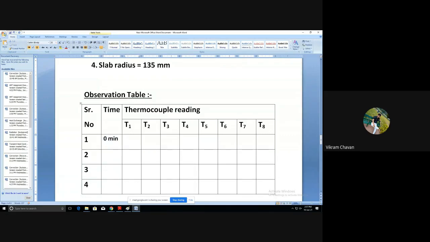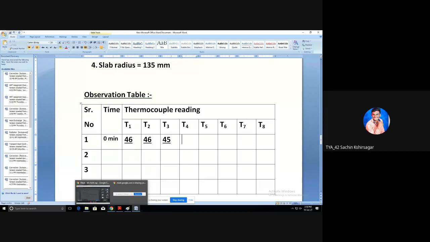Okay, so T1, first reading. T1 46. T2 46. T3 45. T4 46. T5 42.